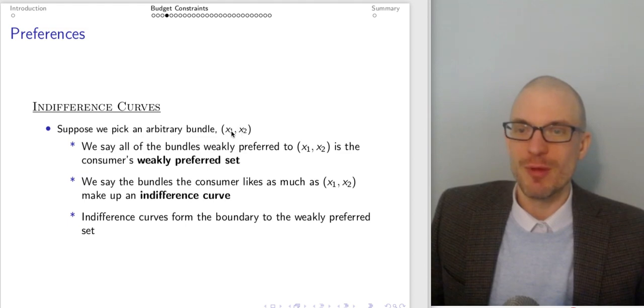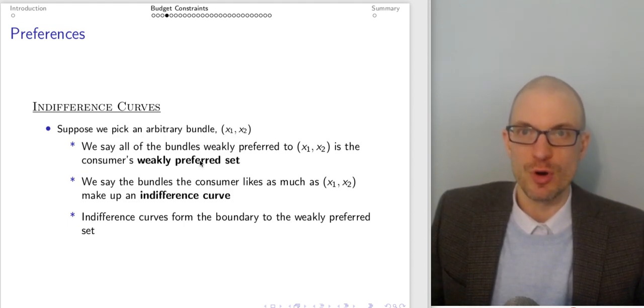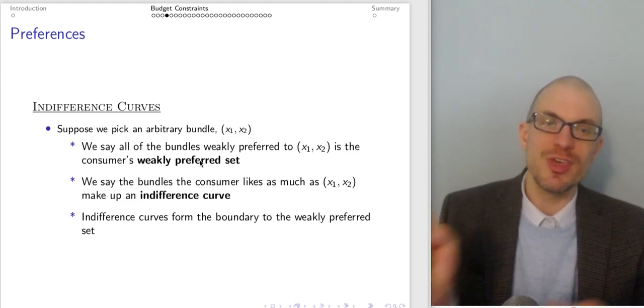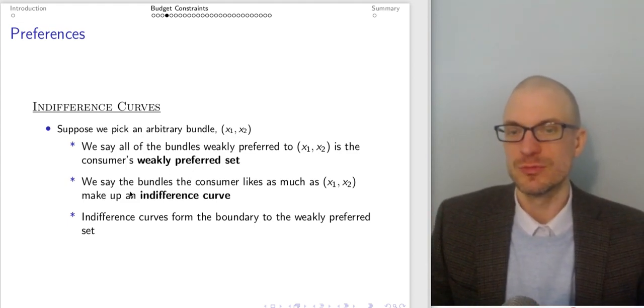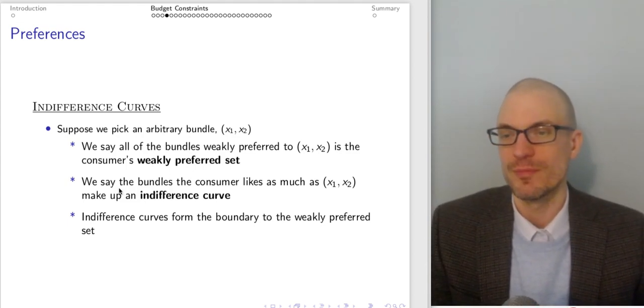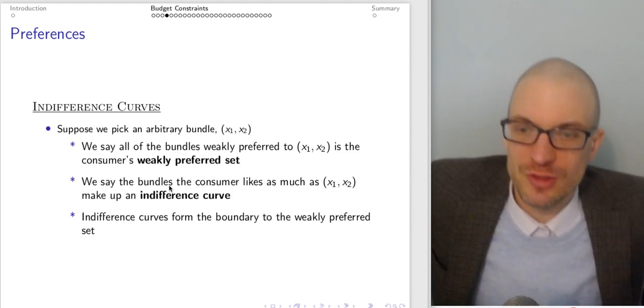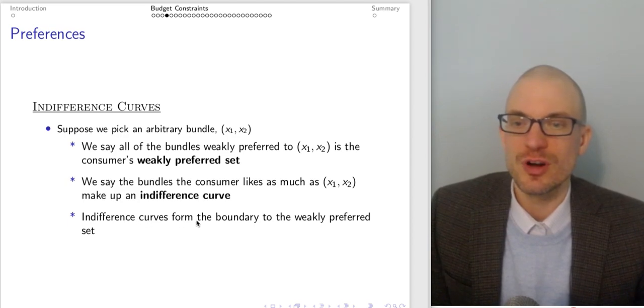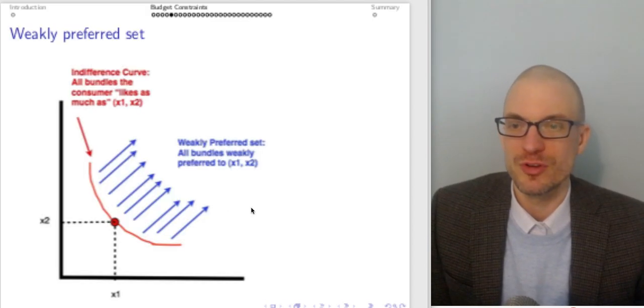So if we pick some arbitrary bundle X, we'd say the bundles that are weakly preferred to bundle X is the weakly preferred set. The weakly preferred set includes the bundles I like the same and the bundles I like more. So the weakly preferred set is going to be the indifference curve plus everything on higher indifference curves. So we'll see, that'll make more sense when I show the picture. So we say that the bundles the consumer likes as much as bundle X give us our indifference curve. The indifference curve is the boundary to the weakly preferred set.